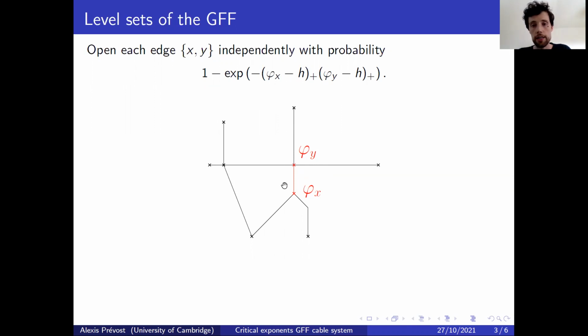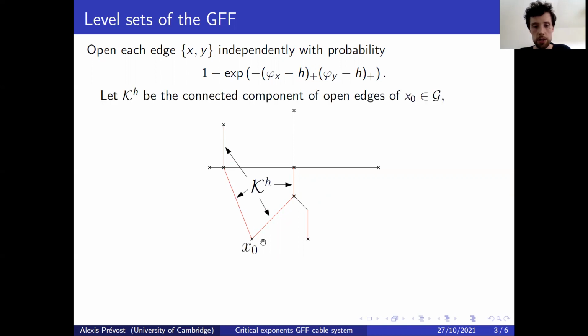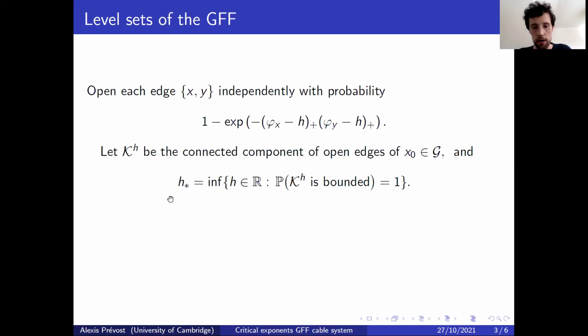You do that now independently for each edge, and you obtain a certain number of open edges in red and a certain number of closed edges in black. You can then define a cluster of open edges by first fixing from now on some vertex x0 of my graph, and then K_h is just all the edges which are linked to x0 by a path of open edges. To this percolation model, one can associate, as usual, a critical parameter h star, which is as follows. If h is smaller than h star, then my cluster K_h can be unbounded with positive probability, whereas if h is larger than h star, then K_h is almost surely bounded.